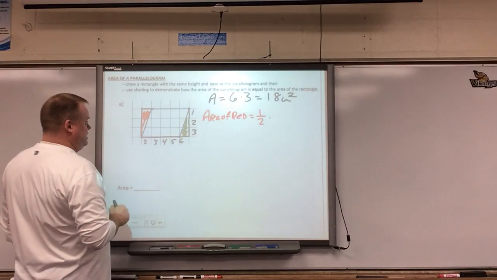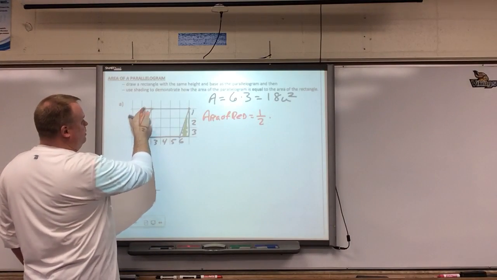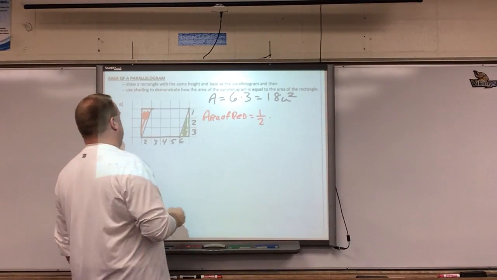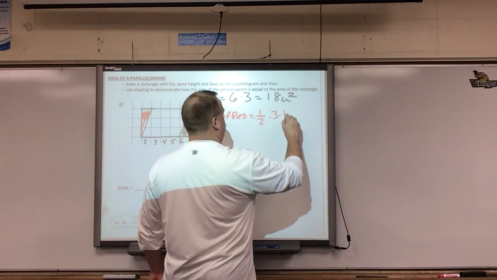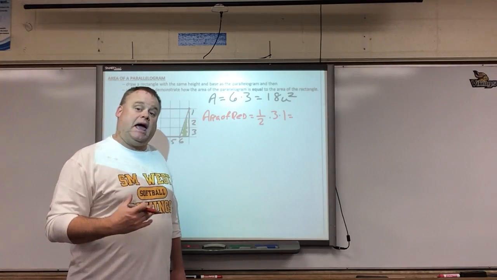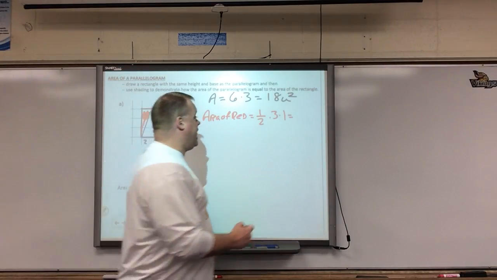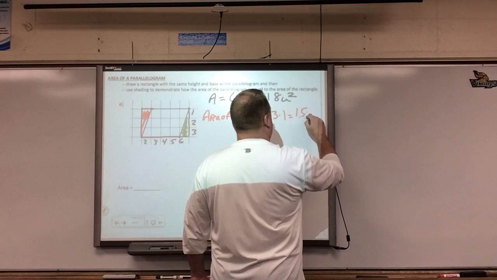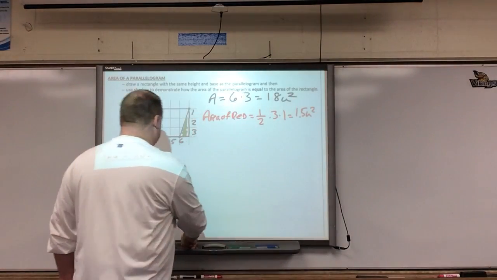And I look at this, and I go up by 3, but only a base of 1. So 1/2 times 3 by 1. Well, 3 times 1 is 3, times 1/2. What's half of 3? 1.5. So I know this is 1.5 units squared.